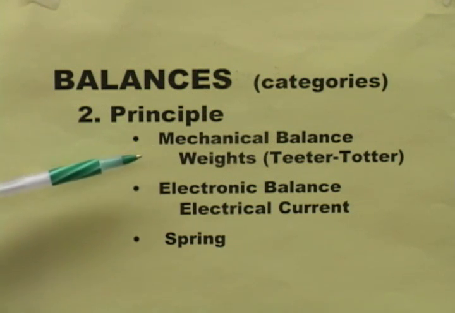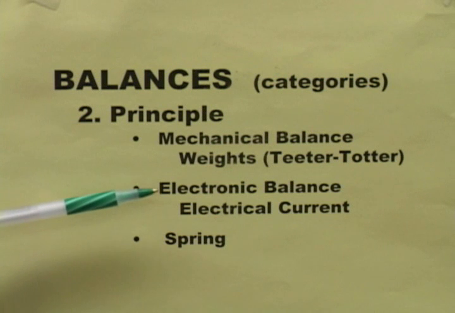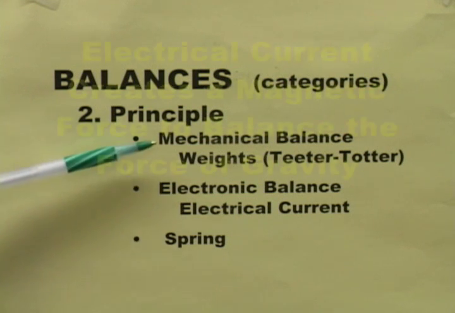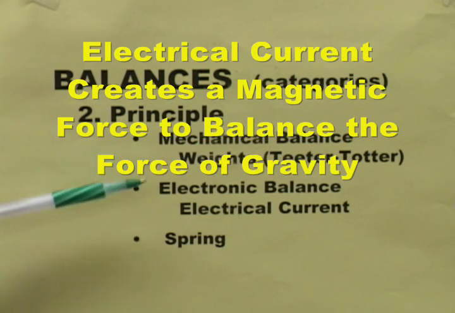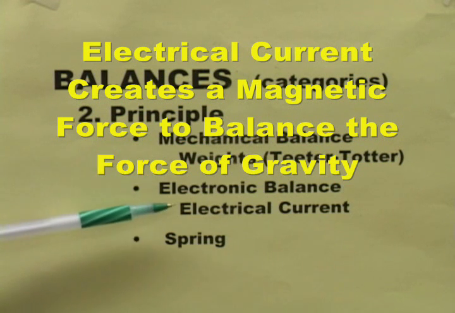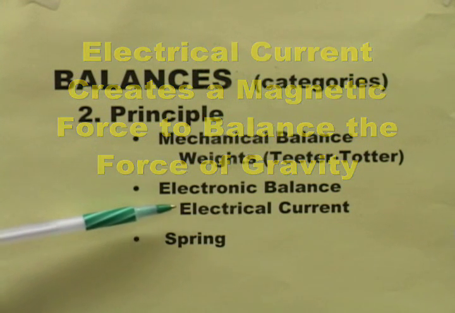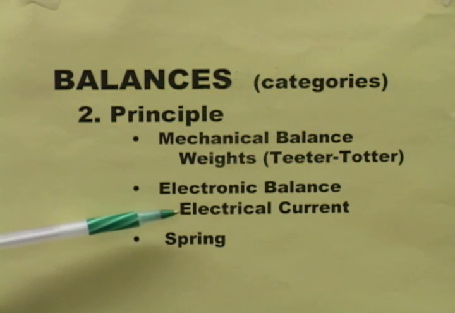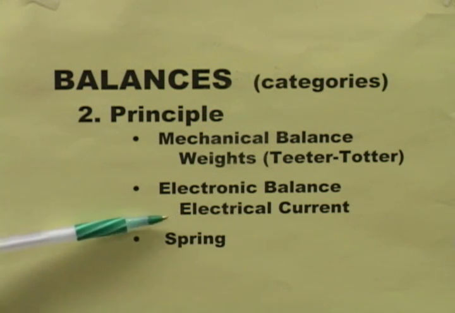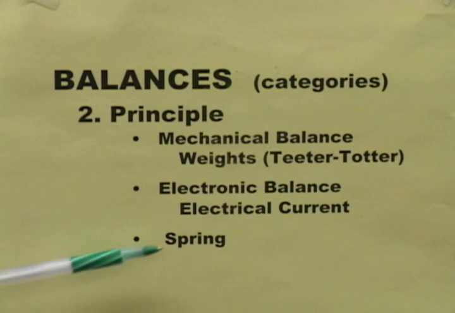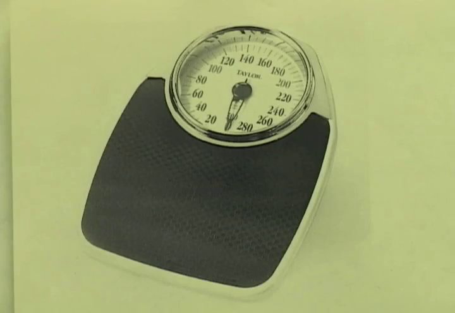Now, modern balances, the ones which you mainly see today, are called electronic balances, and they differ from these mechanical balances only because they do not use weights to balance out. They use an electrical current, so that what you are measuring is an electrical current needed to restore the balance to its equilibrium position.